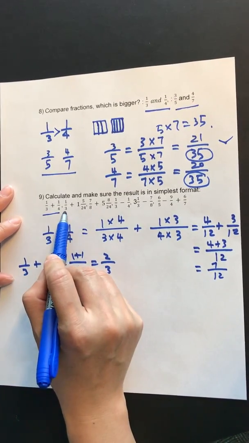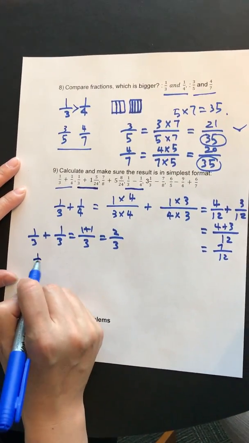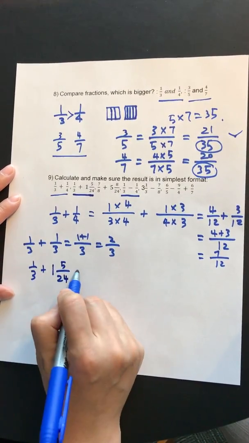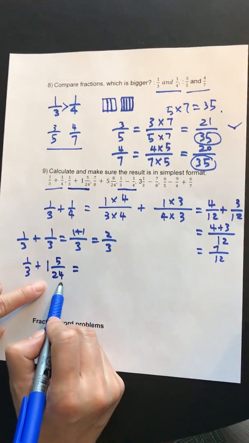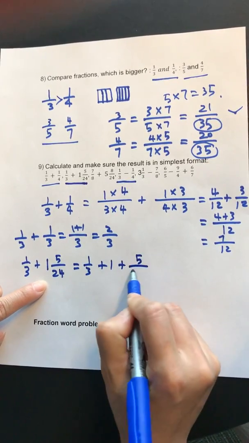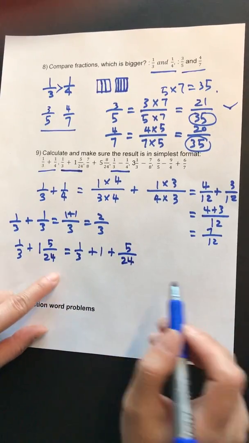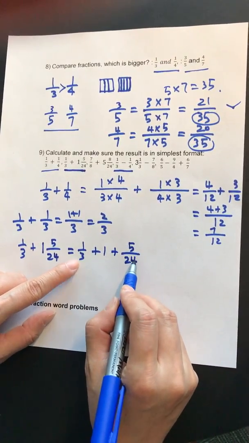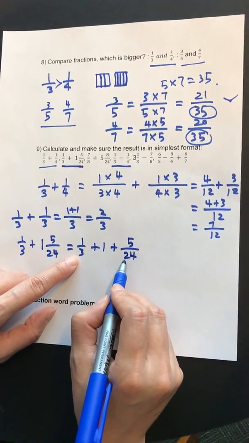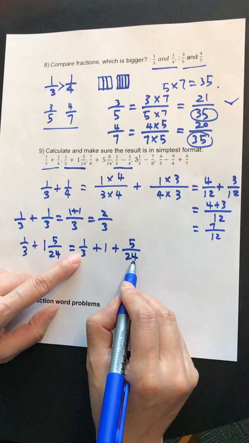And the rest of the problems, most of them are very similar. We're going to pick out this one and this one as an example. So 1/3 plus 1 5/24. This is an improper fraction. This is basically plus 1 plus 5/24. Let's leave this one out first, or we can keep it in there. It doesn't really matter. So adding these fractions together, you can see that the denominator is not the same, so we cannot simply add them up. But 3 is a factor of 24.